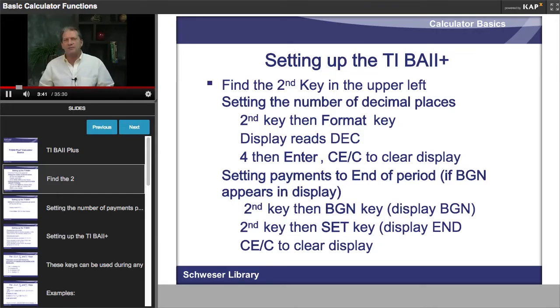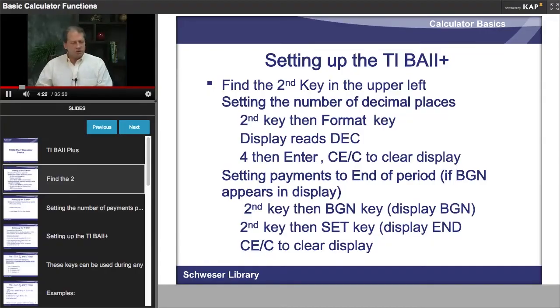Next, we need to set payments to the end of the period. I think that's the default on the calculator when it's new, although I'm not sure. It's been a while since I had a new one. But use that second key and then the begin key. Now, that is right above the payment key in the 3rd row. So if I go second and then hit that payment key, mine says end, so I'm not going to change it. If yours says begin, then press second and then press that set button. It's actually the enter button in the upper left corner there, and that'll toggle between beginning and end.